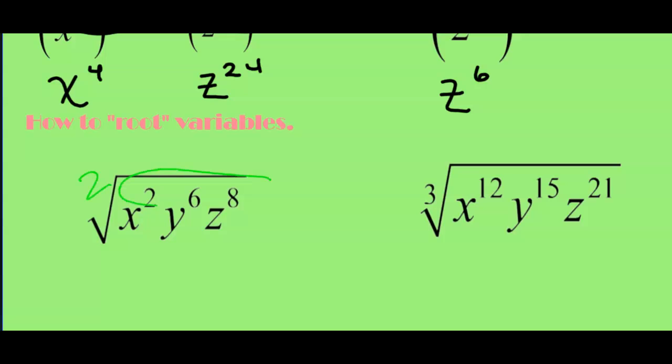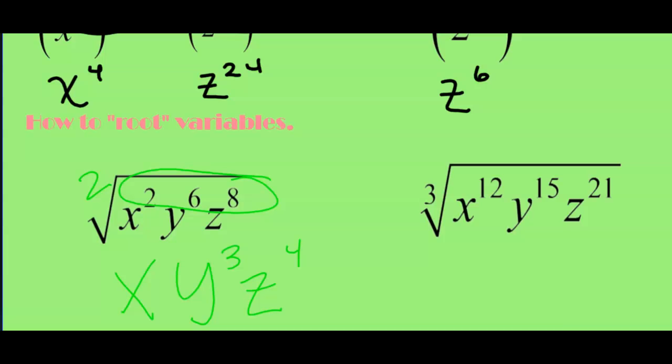By the way, all of these are even exponents. What do you remember about even exponents? They're positive and they're perfect. So if I'm taking a square root of even exponents, I should not have any remainders, which I'm not going to. Just divide. So this is x to the first power, y to the third power. 8 divided by 2 is 4, so z is going to be to the 4th power.